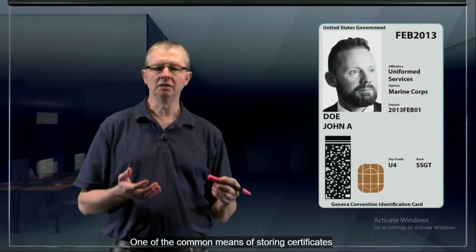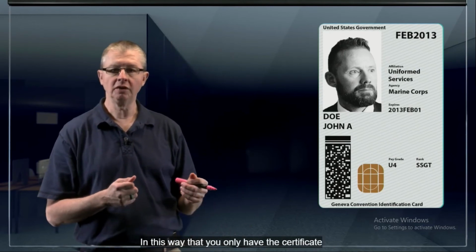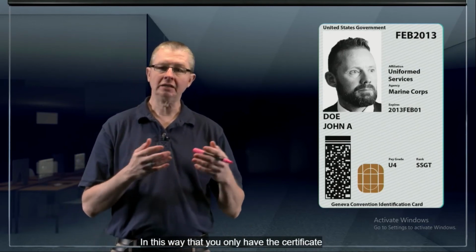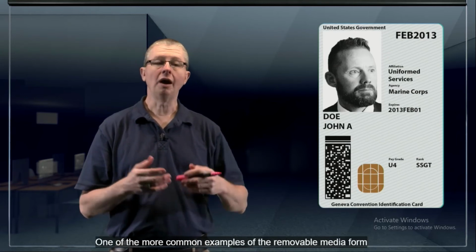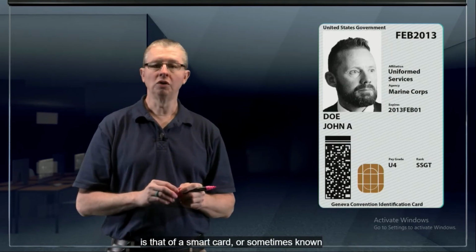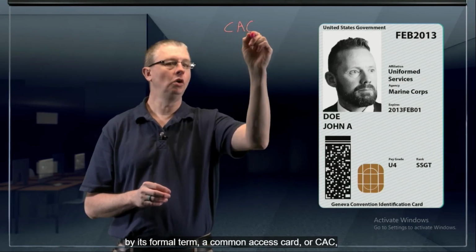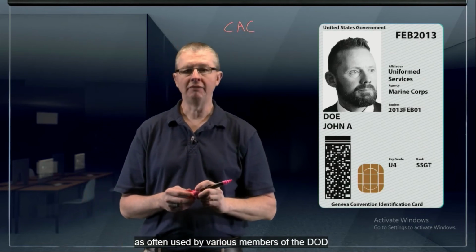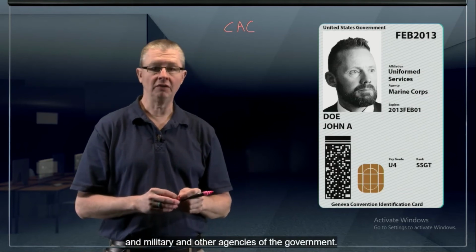One of the common means of storing certificates is on removable media, in this way that you only have the certificate itself on the system when your device is plugged in. One of the more common examples of the removable media form is that of a smart card, sometimes known by its formal term, the Common Access Card, or CAC, as often used by various members of the DoD and military and other agencies of the government.